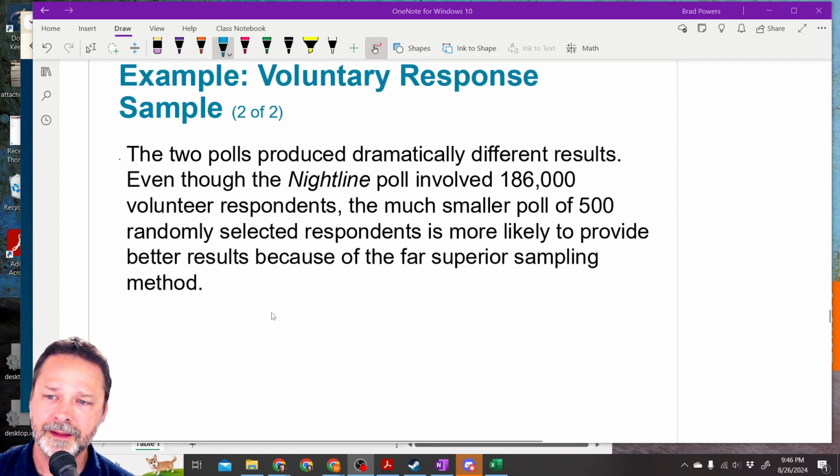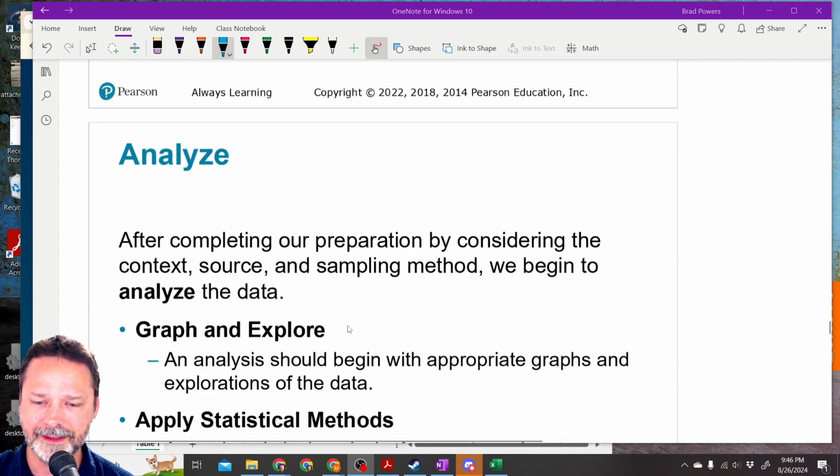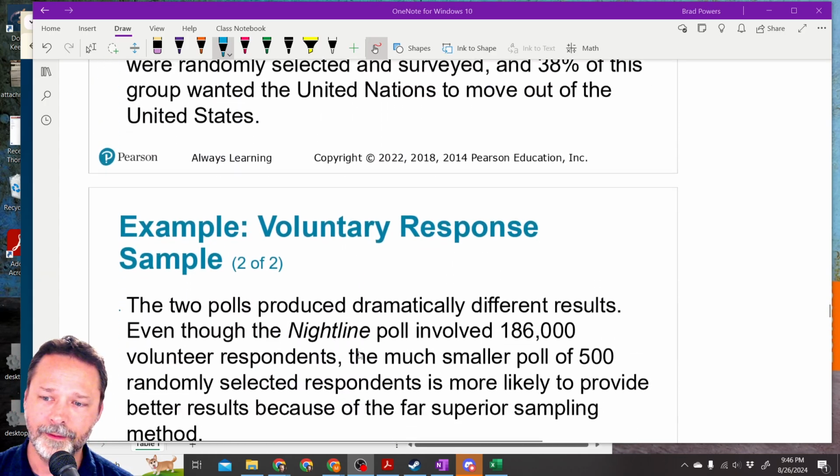The two polls produced dramatically different results, even though the Nightline poll involved 186,000, so they had a lot of respondents. The much smaller poll of 500 randomly selected respondents is more likely to provide better results because of the far superior sampling method. Again, we're going to go into that much more later. Just a taste of what's to come. So we got that out of the way.